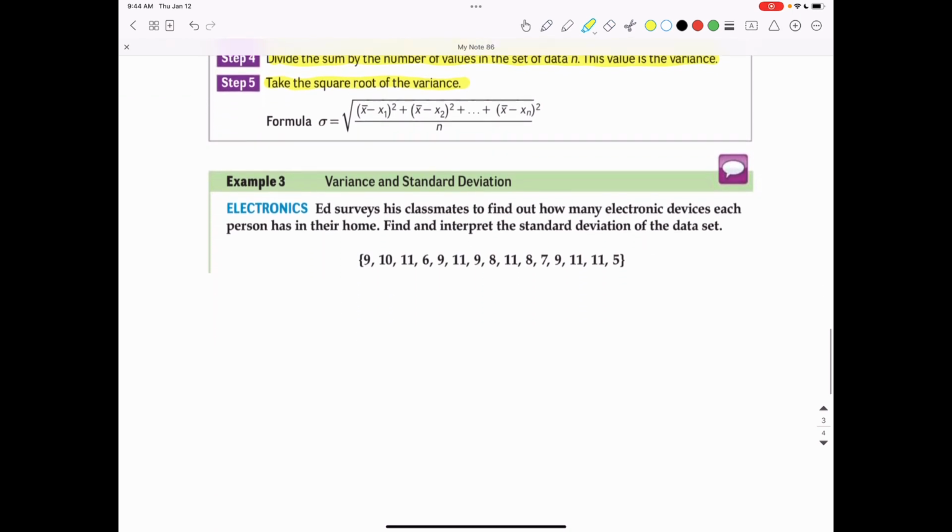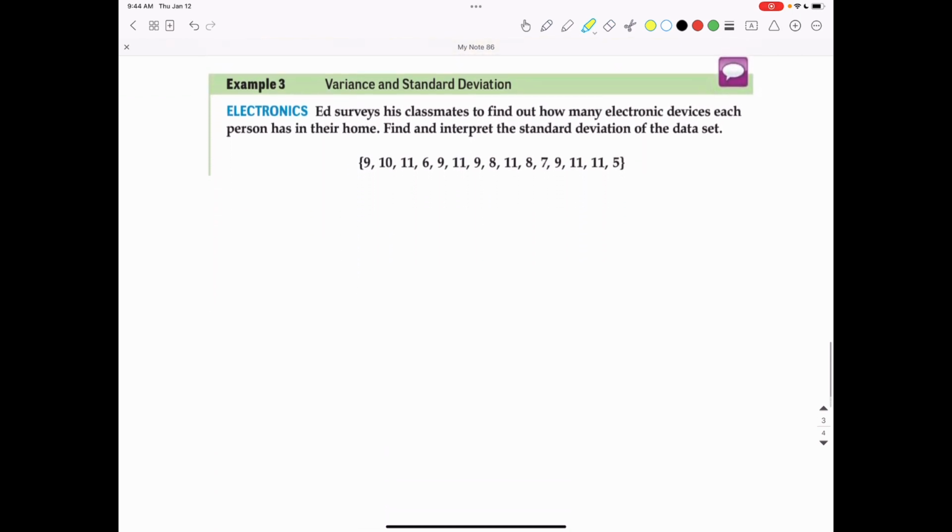So we're going to find the variance and the standard deviation of this data set. Ed surveys his classmates to find how many electronic devices each person has in their home. Find and interpret the standard deviation of the data set. The first thing we're going to do is find the mean, because that is the process in defining the standard deviation. That's step 1.